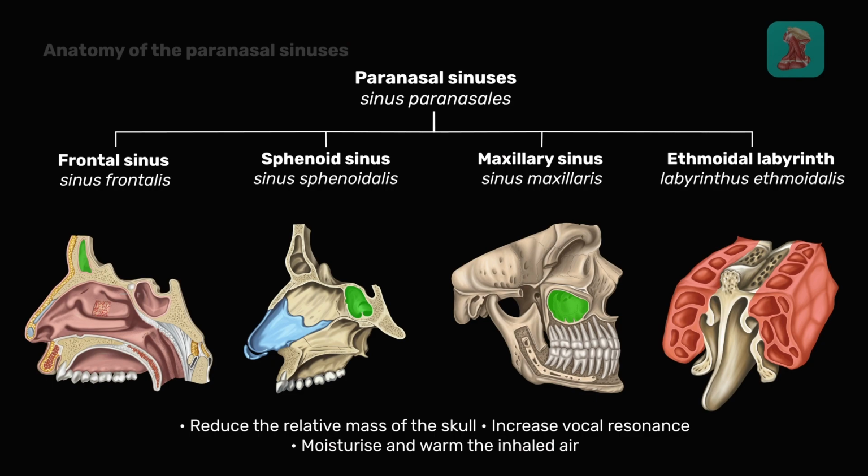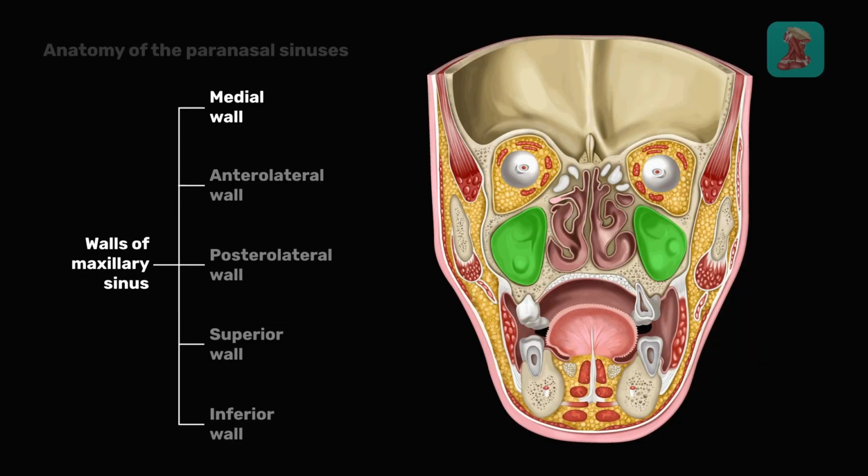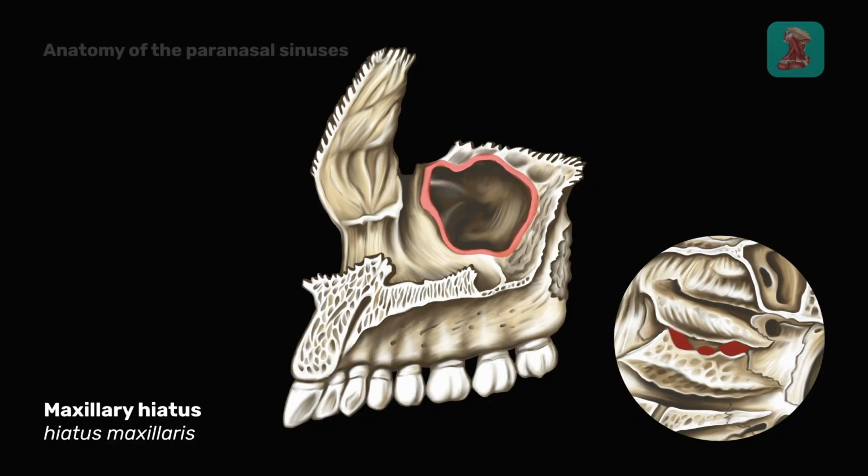There are the following large sinuses. The maxillary sinus, which is located in the body of the maxilla and is pyramid-shaped. This sinus has the following walls. The medial wall of the sinus, which is also the lateral wall of the nasal cavity. This sinus communicates with the nasal cavity by the maxillary hiatus. There is also a place in the area of the middle nasal meatus where the wall becomes thinner.